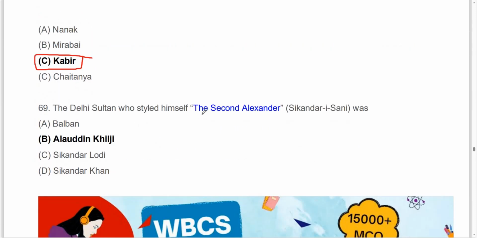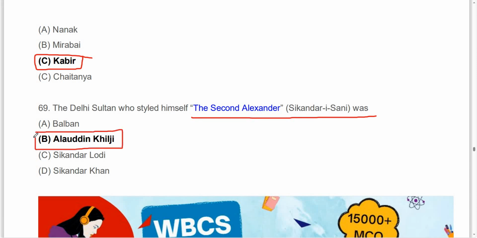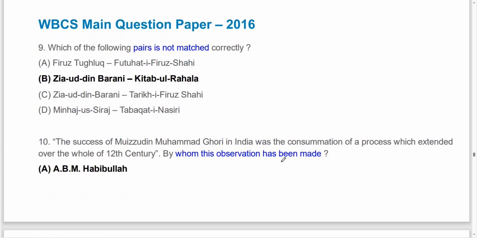The Delhi Sultan who styled himself as the second Alexander, Sikandar-i-Sani, was Alauddin Khilji. We have talked about it extensively a few minutes earlier. Moving on to the next question, 2016.